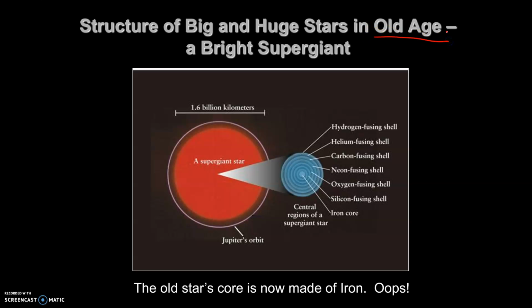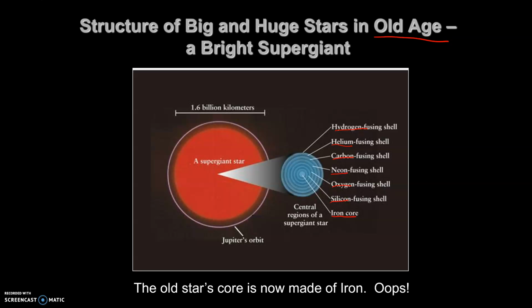So if we take a look at the structure of an old age of our big and huge stars, you're going to see much more layers here. Again, we have a hydrogen fusing shell, helium, then we move up to carbon, neon, oxygen, silicon, to finally iron. As you can see, there's a ton more shells here, so we're burning a lot hotter, a lot faster.